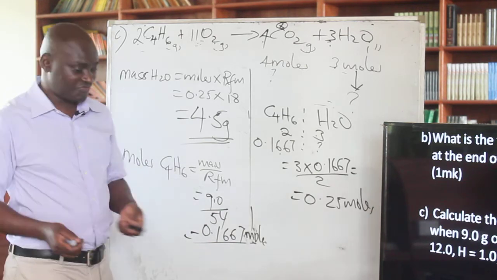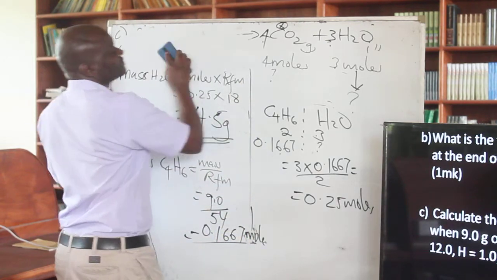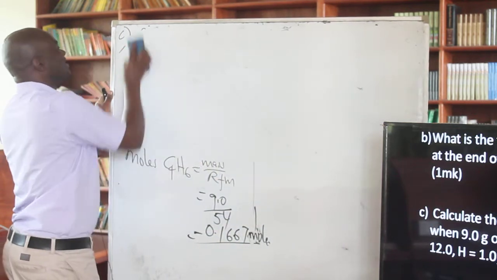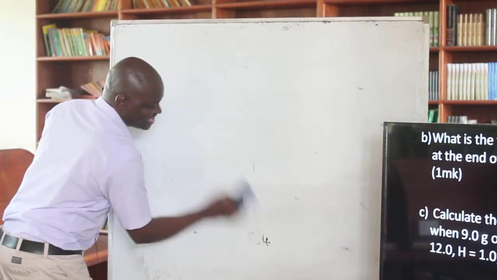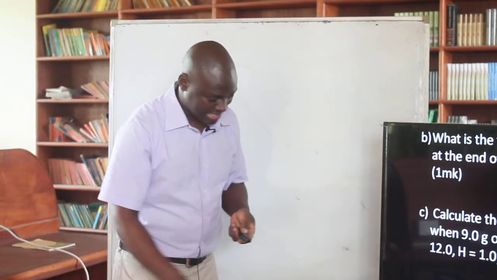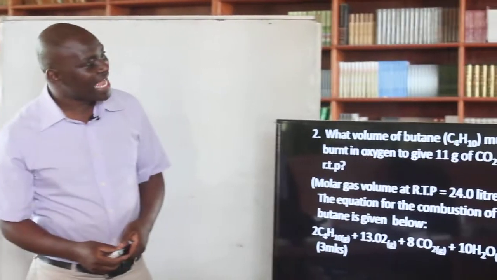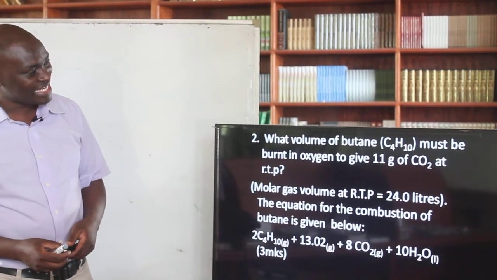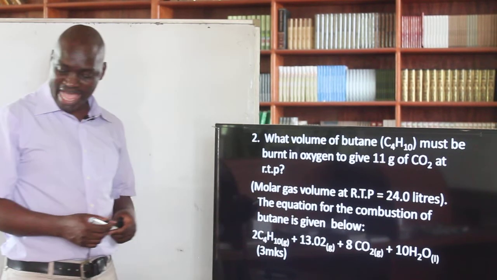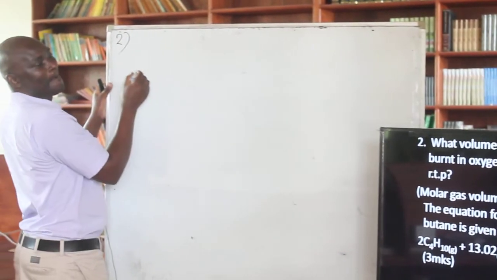Yes, so we move to question 2. And because of time, I will be moving very fast now, because now you have at least seen the first one. Now, number 2. What volume of butane must be burnt in oxygen to give 11 grams of CO2 at RTP? What volume? So number 2, butane.